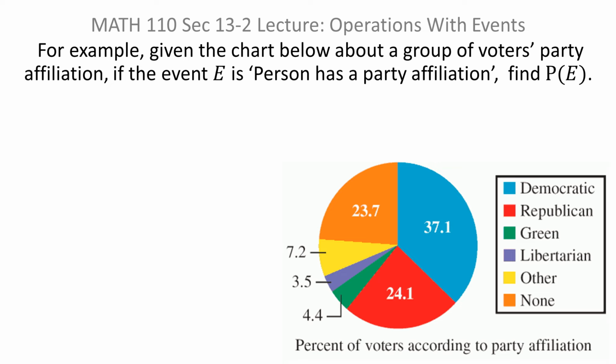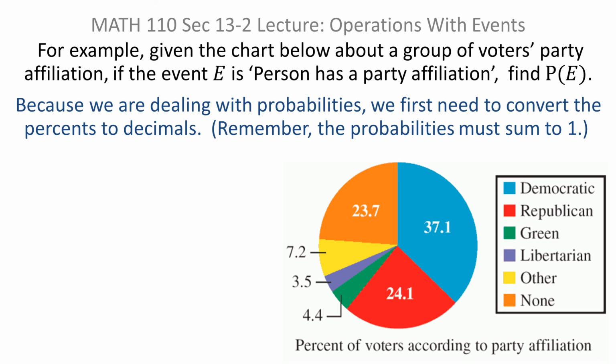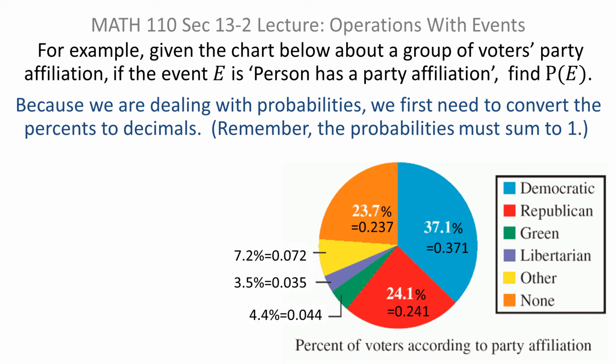Suppose I'm giving you this chart about a group of voters' party affiliation. And let's say the event E that we're going to calculate the probability of is the event that the person has a party affiliation. And we want to find out that probability. This pie chart shows us the percent of voters by party affiliation. But keep in mind that we're dealing with probabilities, so we need to convert those percents to decimals. That 7.2 means 7.2%, and 23.7%, all these numbers are percents. So to change to a decimal, you move the decimal point two places to the left. So first things first, you need to go ahead and get that done.